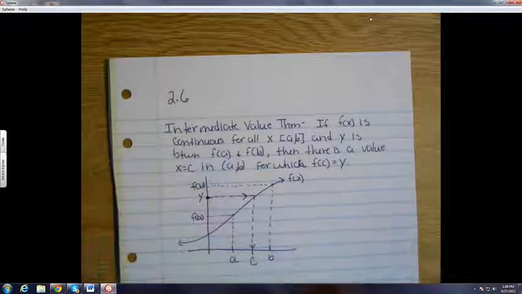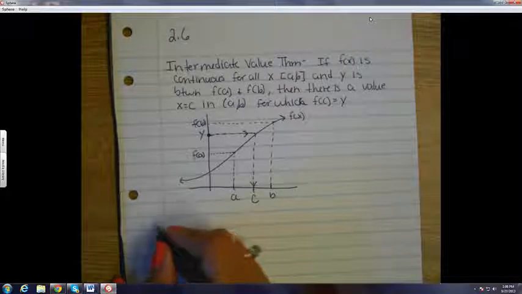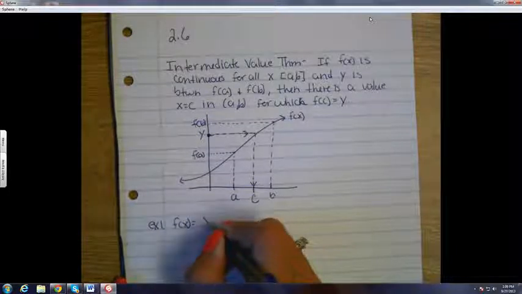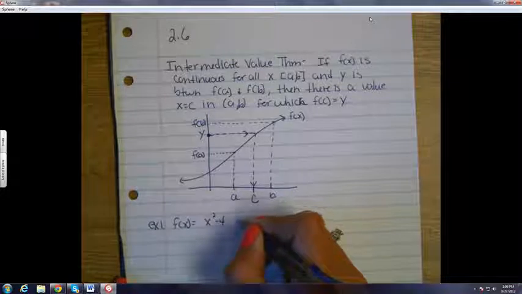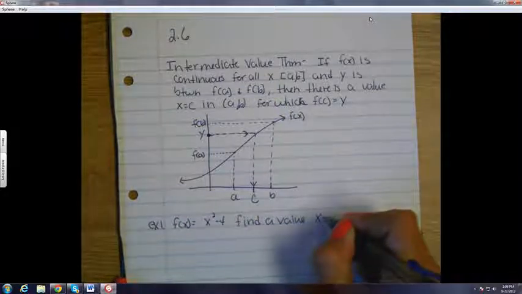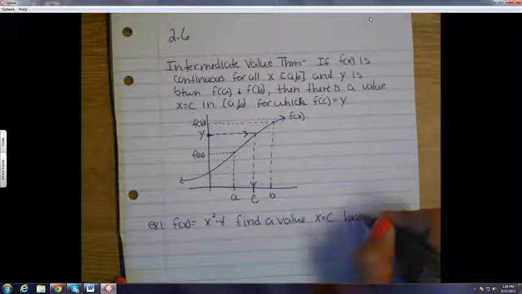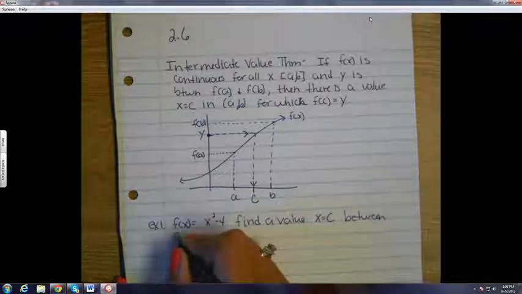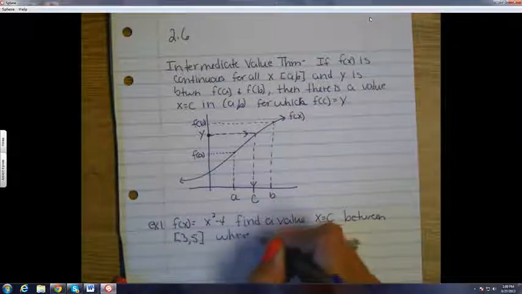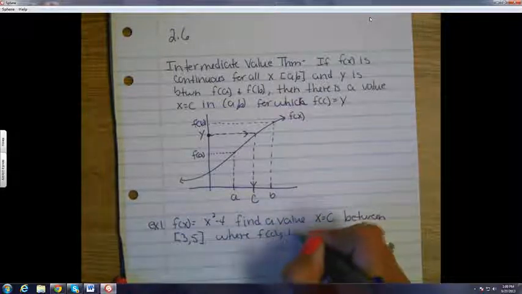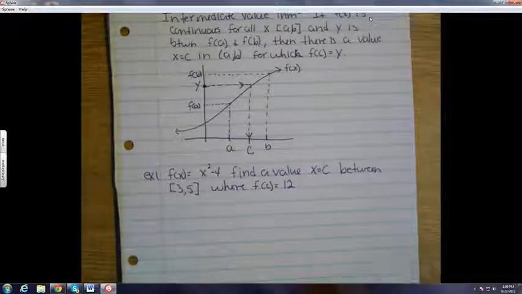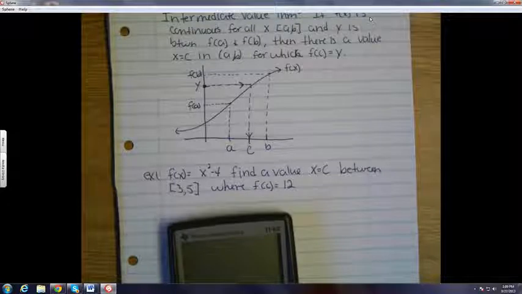Alright. So, how hard are these problems? Not difficult at all. So, for f of x, which equals x squared minus 4, find a value of x, which we'll call c, between 3 and 5, where that f of c value comes out equal to 12. Okay, so we're going to look at the graph, see that it's continuous, and show that this intermediate value theorem holds true here. So we can find that value.